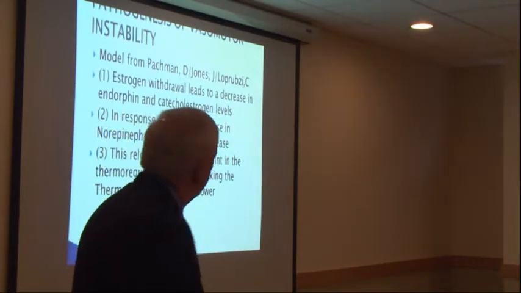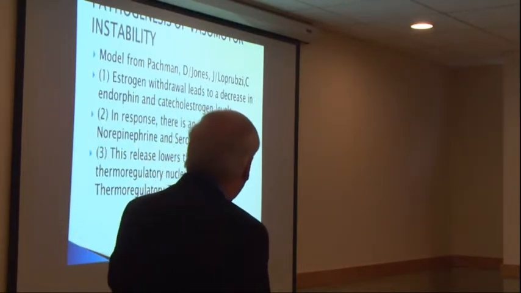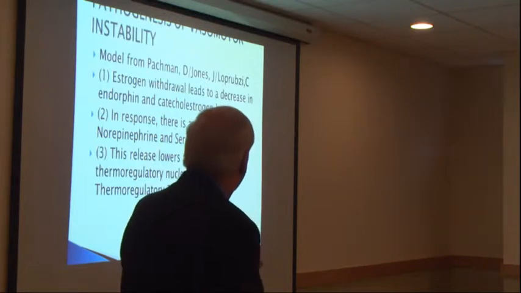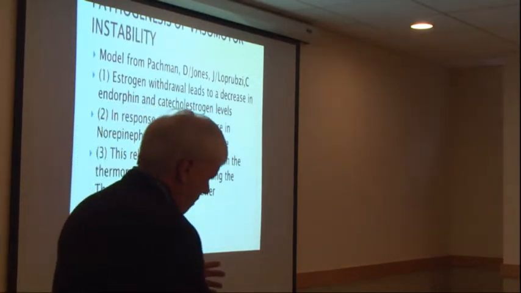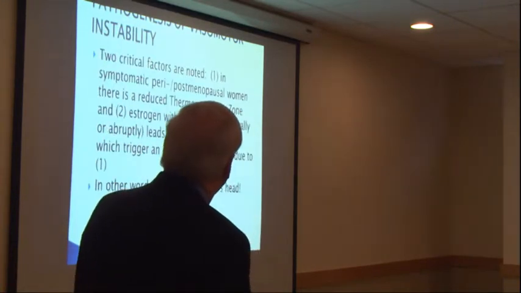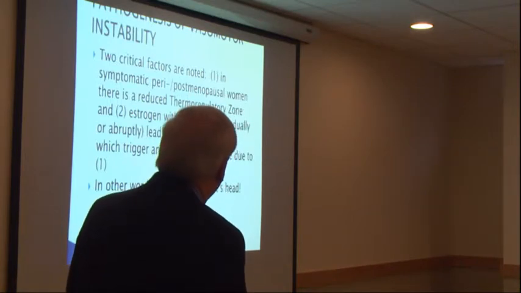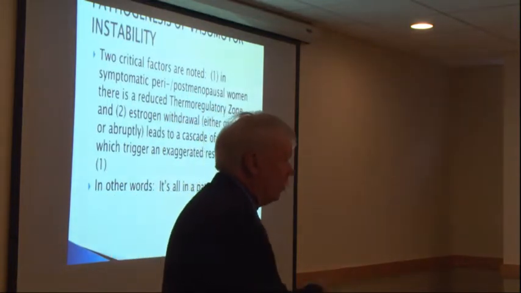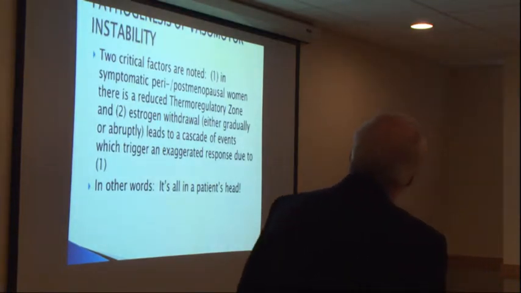This increases norepinephrine and serotonin release. This then resets that thermoregulatory nucleus, making the thermoregulatory zone narrower, all looking in this preoptic area of the hypothalamus. Two things we figured out. One, symptomatic peri and postmenopausal women have this narrower thermoregulatory zone. We don't know everything about it.